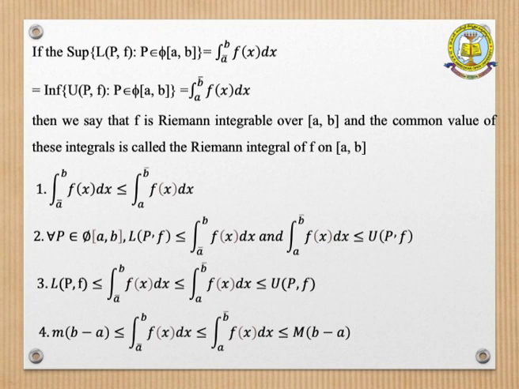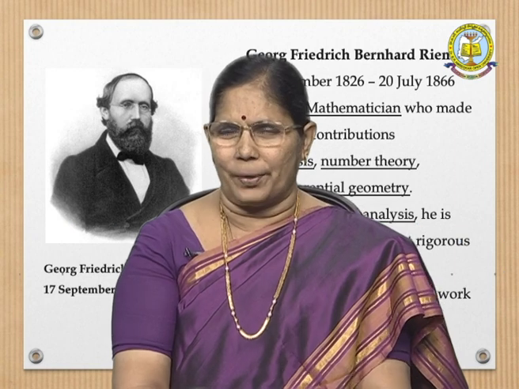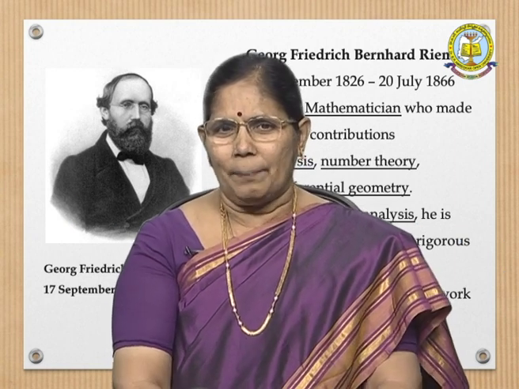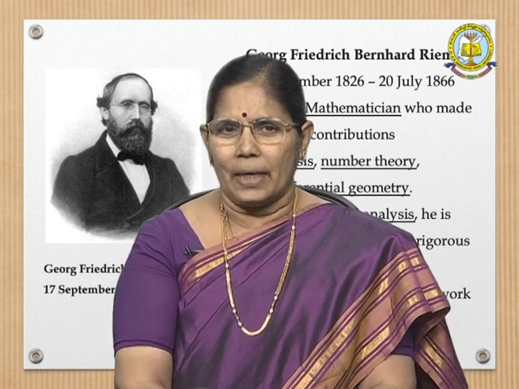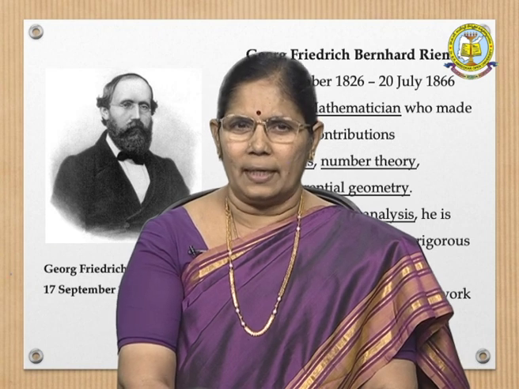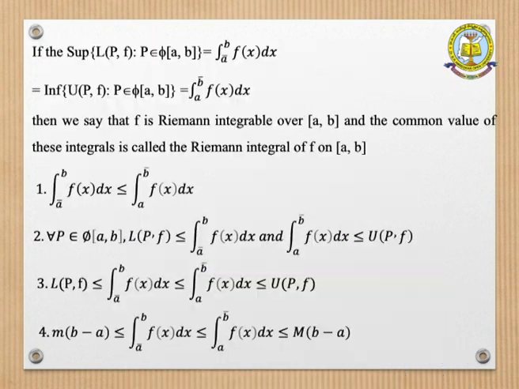That means, see here, I told you an element is less than or equal to the supremum. So, what is the relation between LPF and the lower integral a to b f of x dx? Here LPF is less than or equal to the lower integral a to b f of x dx. And also, what is the relation between an element and the infimum? The infimum is less than or equal to the element. That means the upper integral a to b f of x dx is less than or equal to UPF.